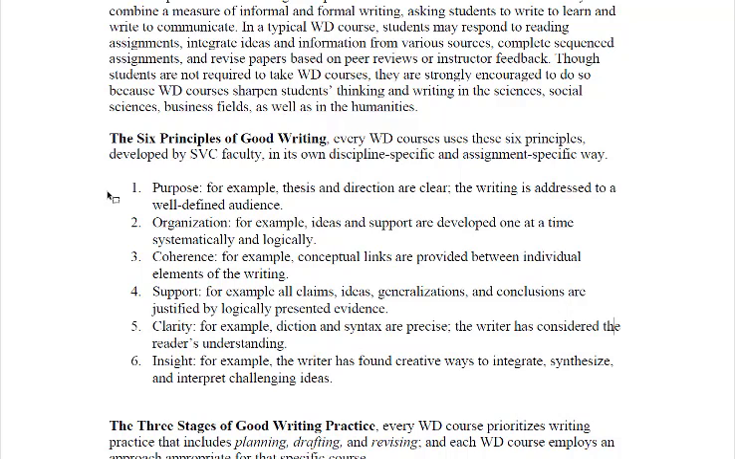Next, number 3, coherence. For example, conceptual links are provided between individual elements of the writing. Okay, so the same sort of idea that since we have highly organized methods, results, and discussion sections, all of those sections are going to be linked to each other. And so you're going to follow that same order. It should be a highly linked document. But what really jumps out at me for a formal report for coherence is the introduction section should actually mimic the reading and reflection or the discussion section.